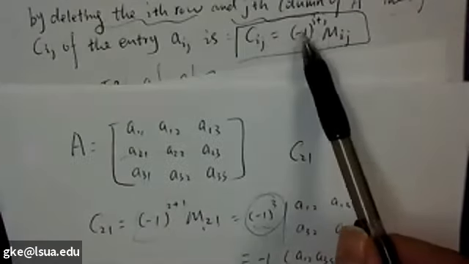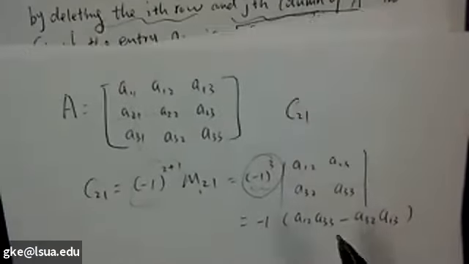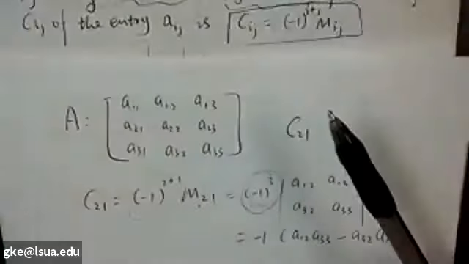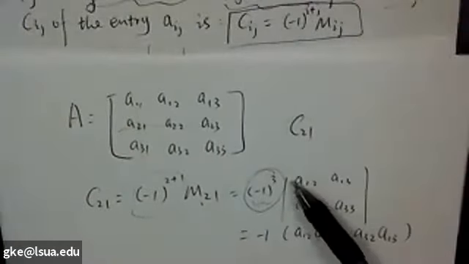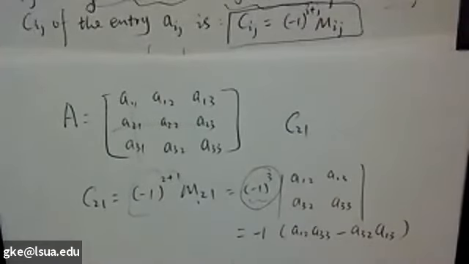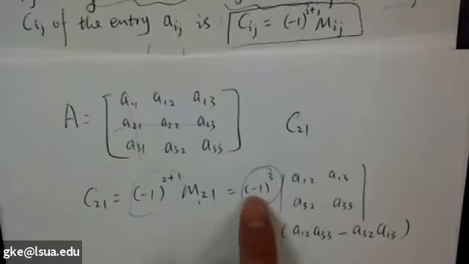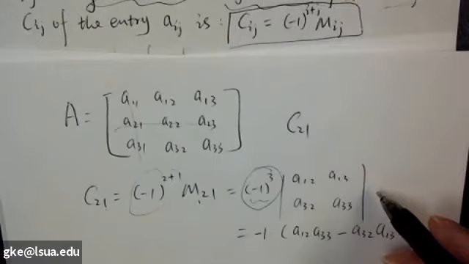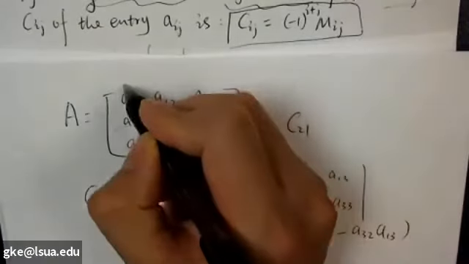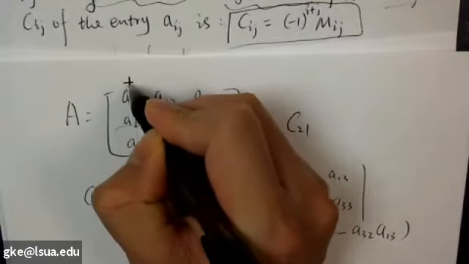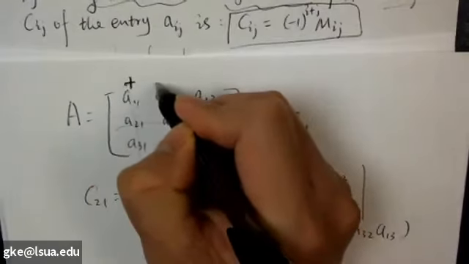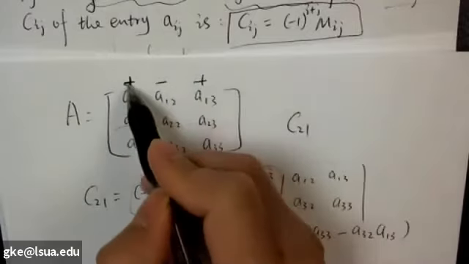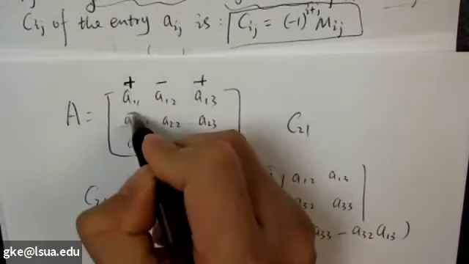And that's an easy way to calculate the sign. Here we use the definition to calculate the sign: (-1) to the power 3. Now we have an easy way to calculate the sign. We always start with the positive sign. For example, here is positive. Positive, negative, positive, negative. If this one is positive, then in the column it goes negative, positive.